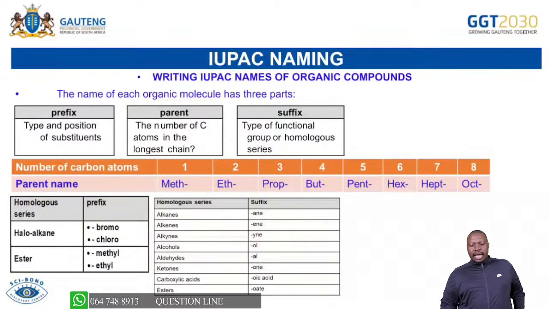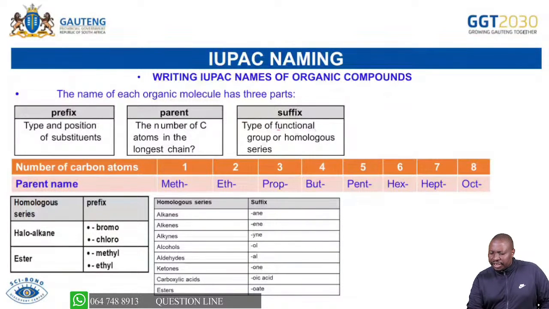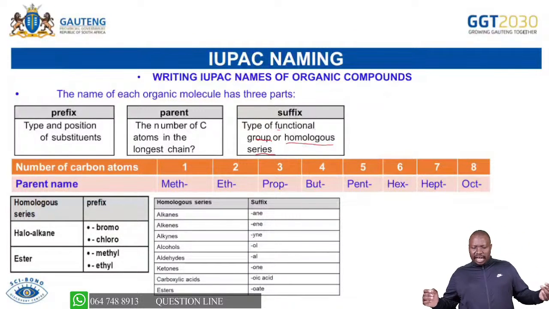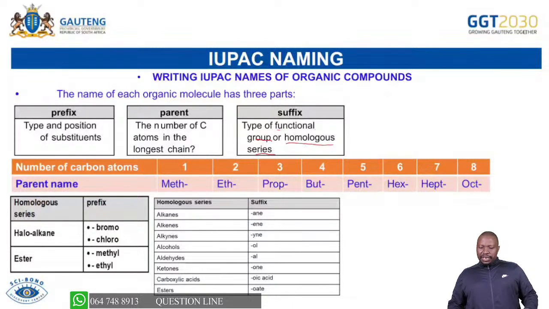Now let's look at this one. How do you name? I just simplified here to say look at 3 things. Let's look at 3 things and name the structures without wasting time. So the first thing that you would look at is the suffix. How do you get the suffix? You look at the type of functional group or homologous series. For example, when you get a structure, you will check, is it an alkane, alkene, alkyne, alcohol, aldehyde, ketone, carboxylic acid, or ester. So immediately when you get that, it will tell you how the name will end.